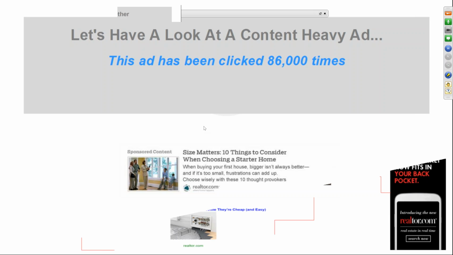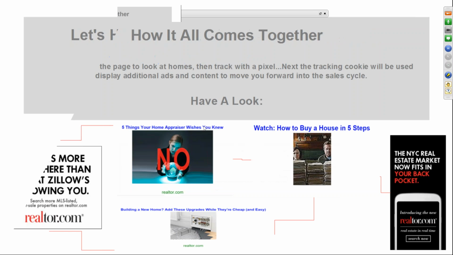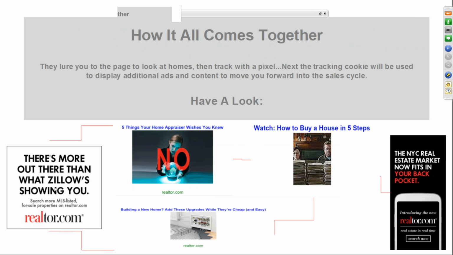Okay, so now let's follow their process. Here's how it all comes together. The first thing that I saw was this ad on the far left: there's more out there than what Zillow's showing you, so I love that ad. Now, when they retarget me, next thing you know, I'm seeing the ad I just showed you, but they're also rotating it with this one right here: 5 things your home appraiser wishes you knew. It's an article, guess what it's called? An advertorial. Boom. Then down here, I'm seeing this one: building a new home, add these upgrades while they're cheap and easy. Why do you think they're showing me that ad?